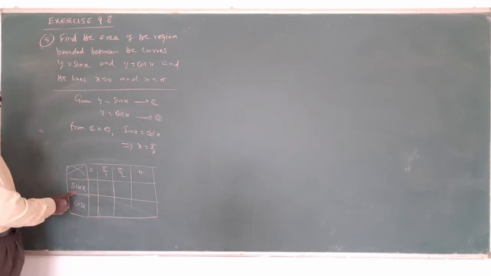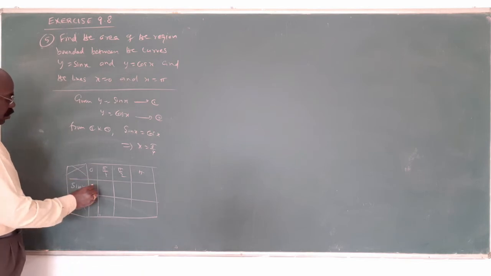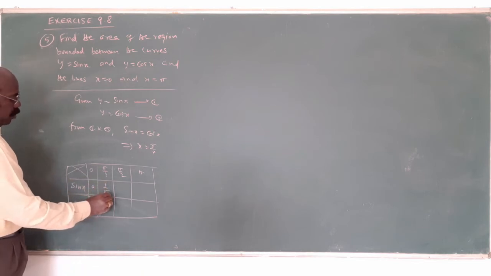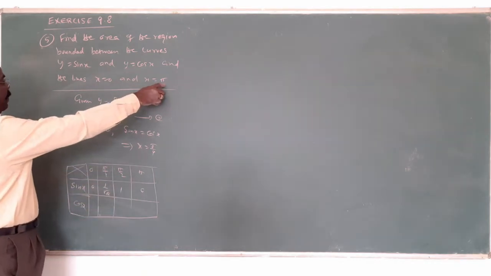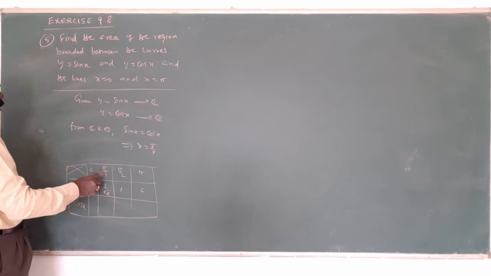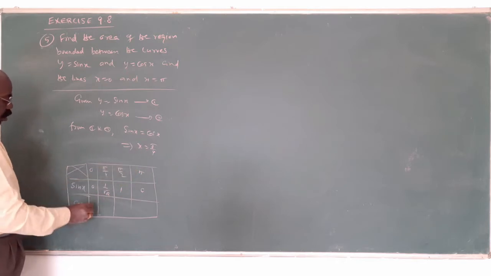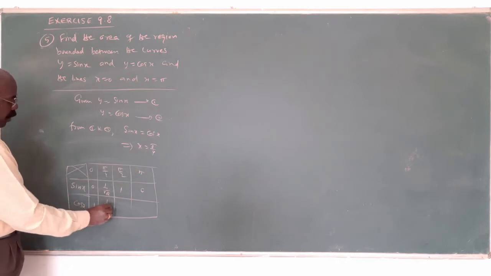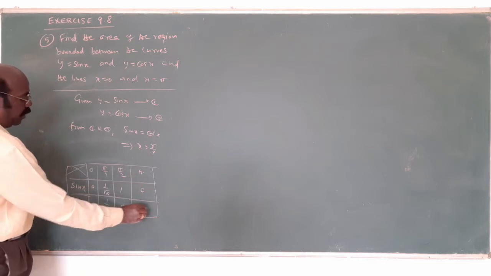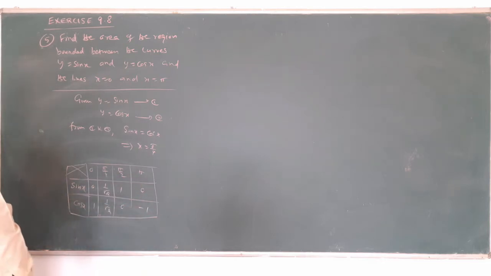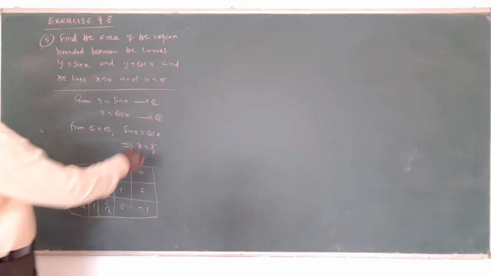Now sin 0 is 0. Sin pi by 4 is 1 by root 2. Sin pi by 2 is 1. Sin pi is 0. Because 0 to pi is given, I will consider 0, pi by 4, pi by 2, pi. Cos 0 is 1. Cos pi by 4 is 1 by root 2. Cos pi by 2 is 0. Cos pi is minus 1. Am I right? In this way, put it in the box. Now draw the diagram.